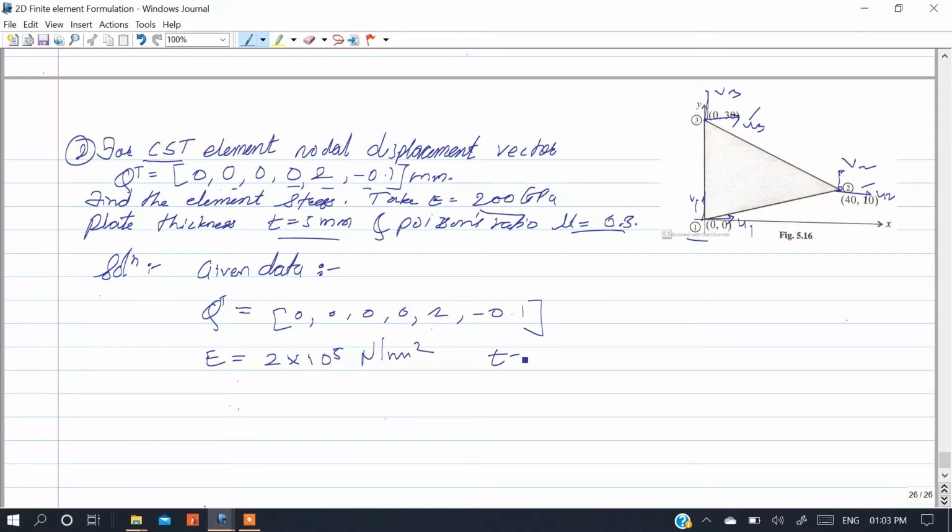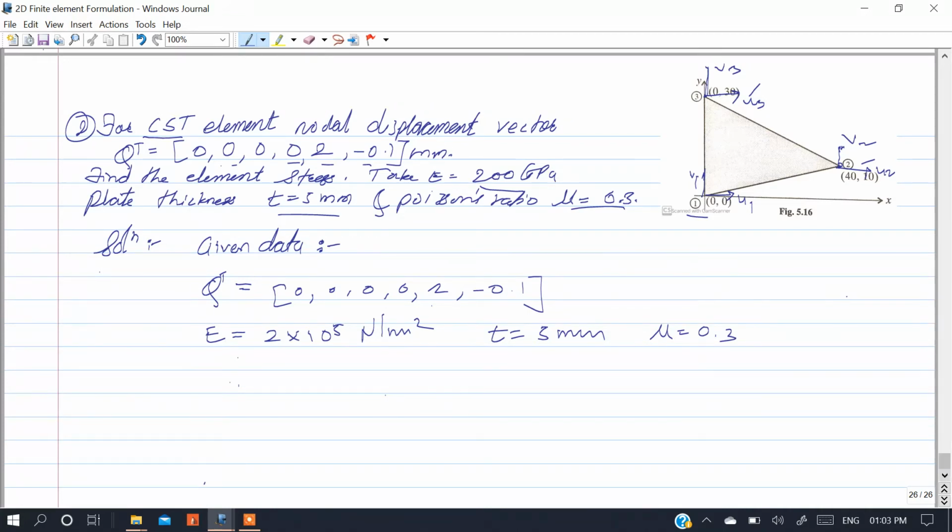Then thickness is given, T equal to 5 mm, and mu is given 0.3. Okay, so this is the given data. So element stress is given by the formula sigma equal to D, that is the material property element, into the strain.